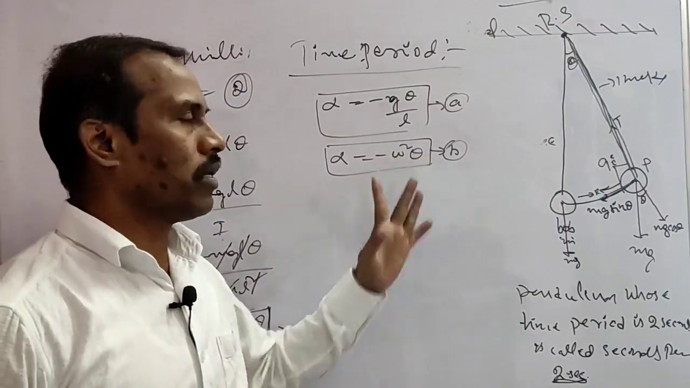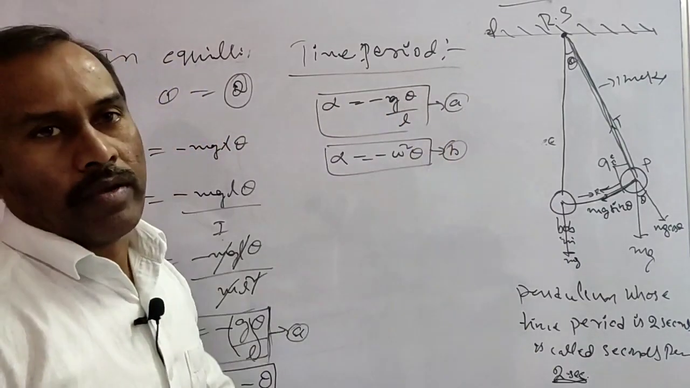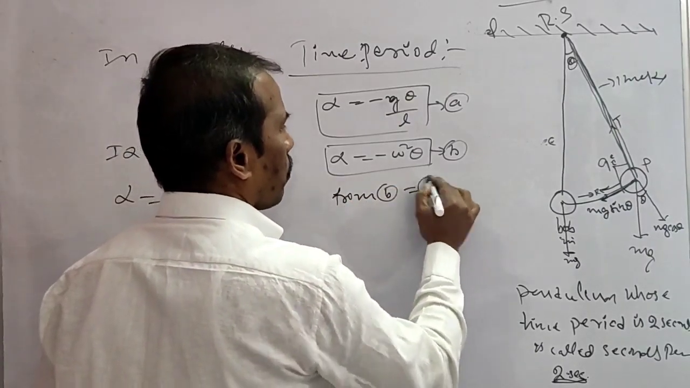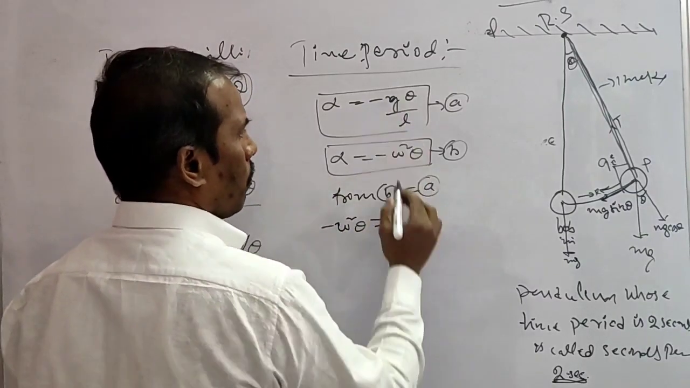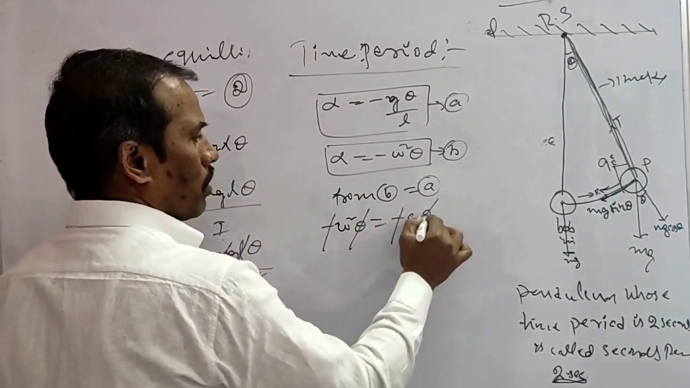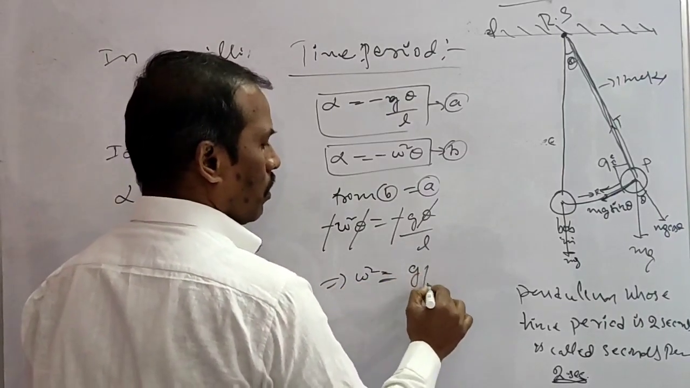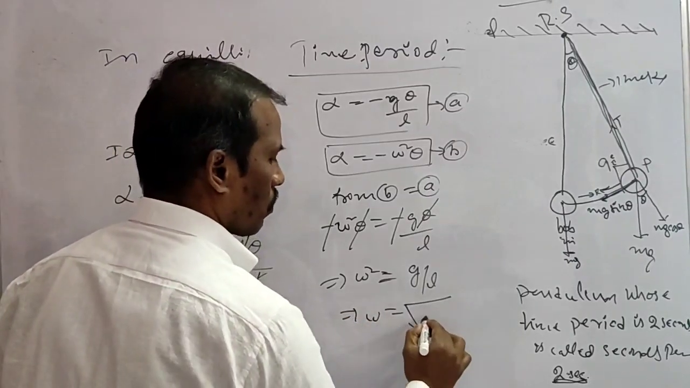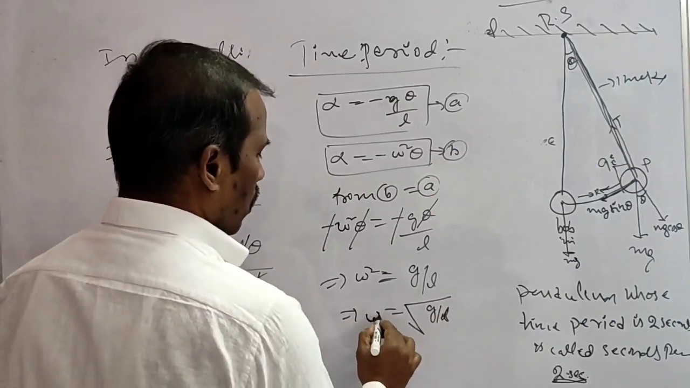Alpha is equal to minus omega square theta. For the simple pendulum, alpha is equal to minus g theta by L. So equation B is equal to equation A. Minus omega square theta is equal to minus g theta by L. Minus minus cancel, theta theta cancel. So omega square is equal to g by L, so omega is equal to under root of g by L. Omega is nothing but the angular frequency.